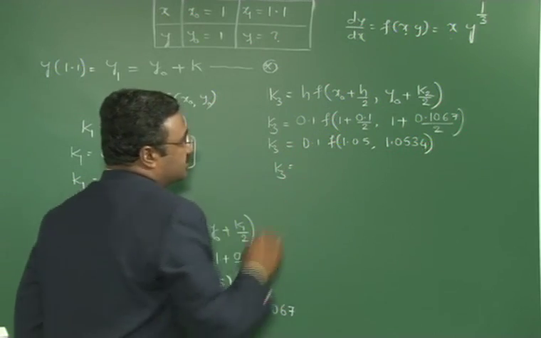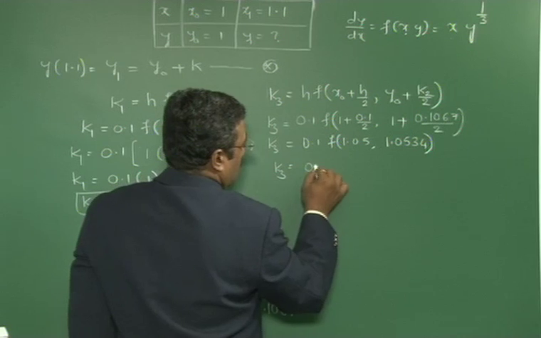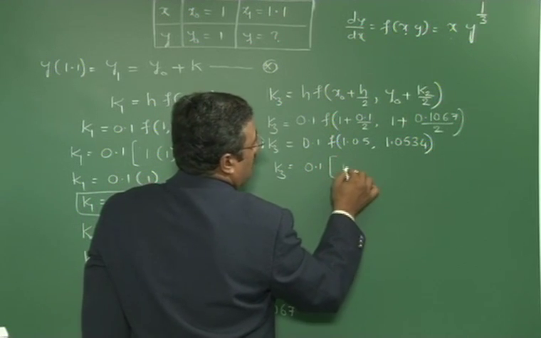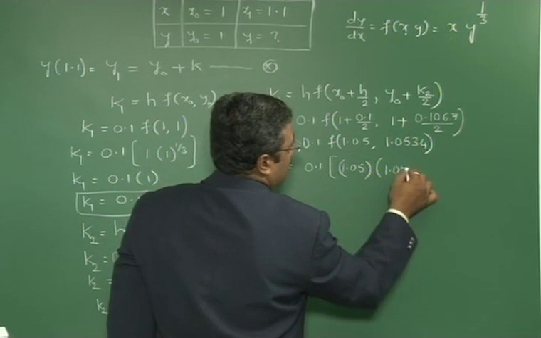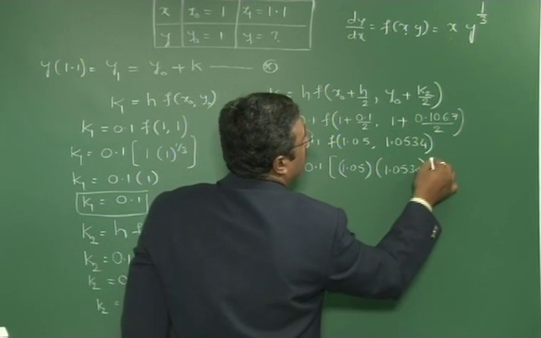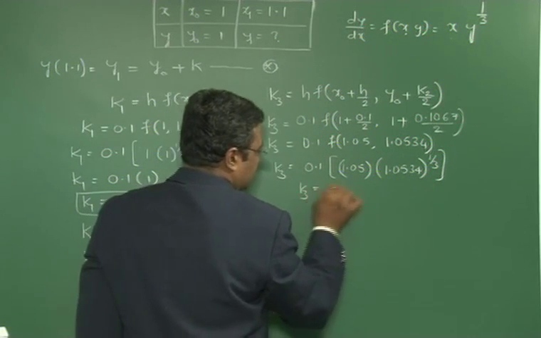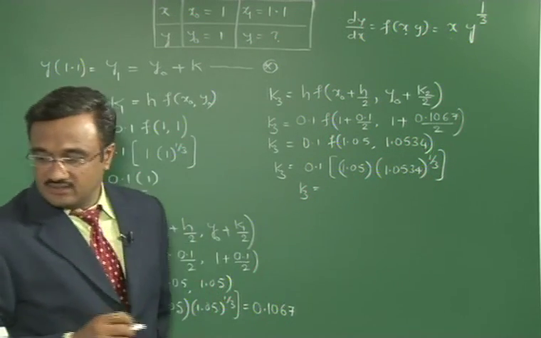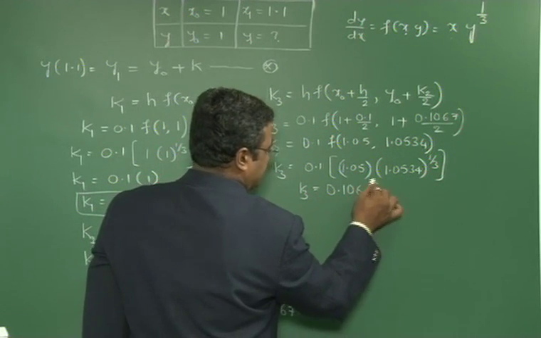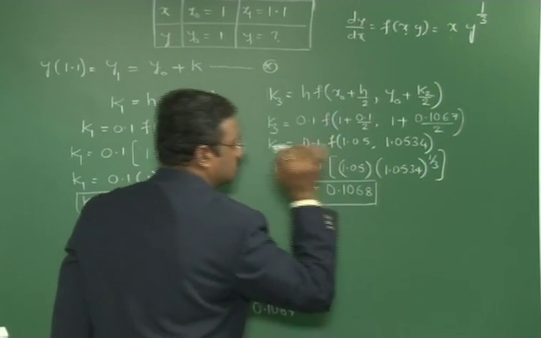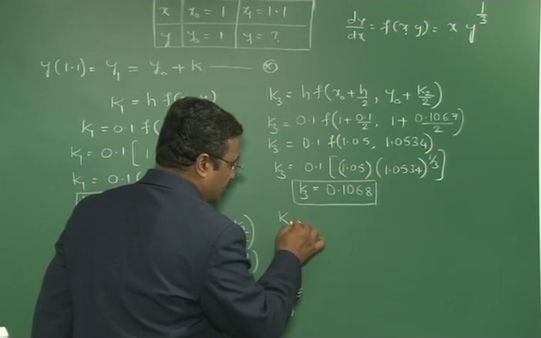Then I have to substitute this in the given function here. What is given here? 0.1 into 1.05 times 1.0534 all to the power of 1 by 3. Further simplification of this using your calculator, we get the value 0.1068. This is k3.